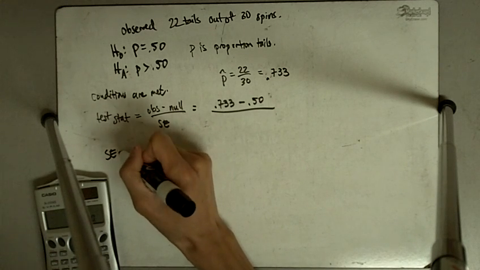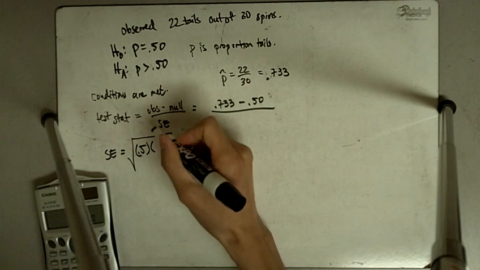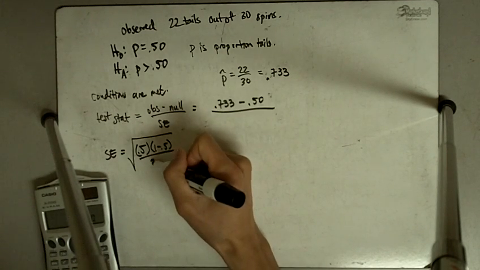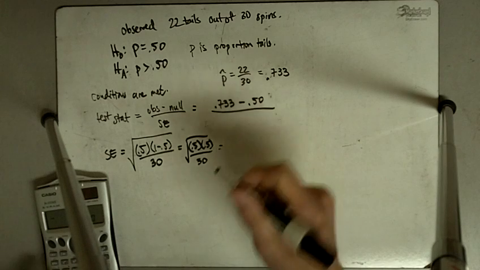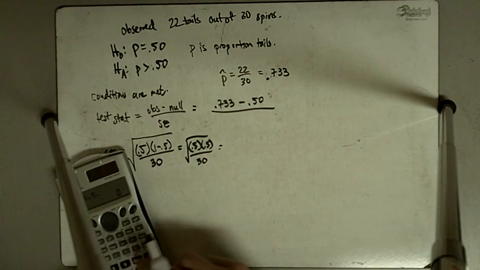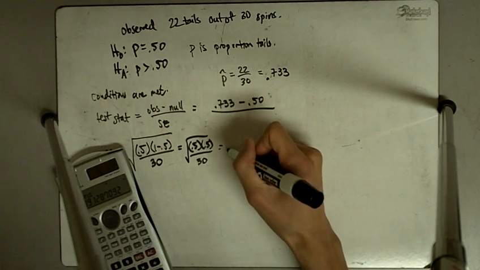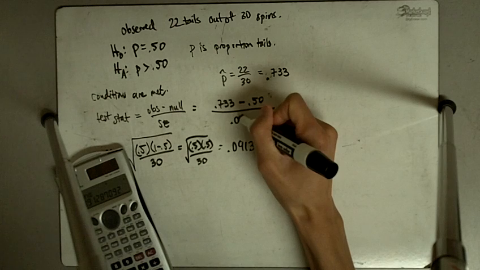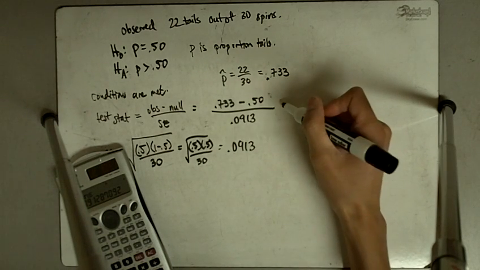So for our standard error, we use the number in our null hypothesis, so we use 0.50 times 1 minus 0.50, which is also 0.50, divided by our n, which is 30. So 0.5 times 0.5 divided by 30 gives me that. I take the square root of that, and I get 0.0913. Okay, so I'm going to just put that on the bottom for my standard error.